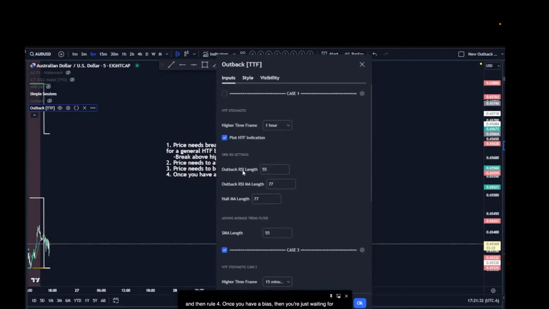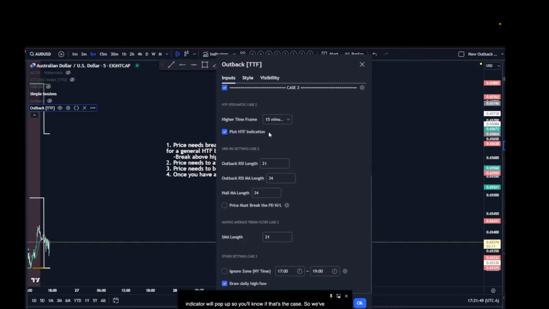So when we go into Outback, we've obviously selected Case 1. Don't select both or you won't see any indicator pop up, so you'll know if that's the case. So we've selected Case 2, and it's very similar to the intermediate style where you can go in between the 15 and 1 hour. It's interchangeable, just depending on your testing. Just see which one works better for you.